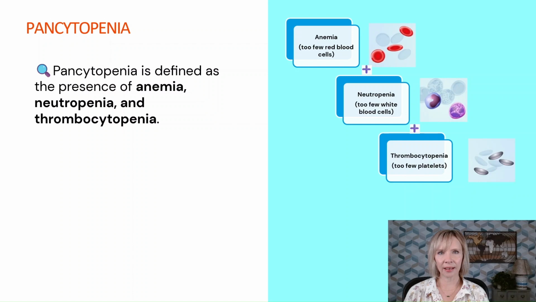Pancytopenia is defined as the presence of anemia, neutropenia, and thrombocytopenia all at once. This means that the patient has abnormally low levels of red blood cells, white blood cells, and platelets.